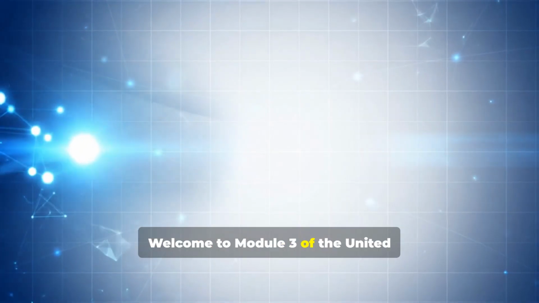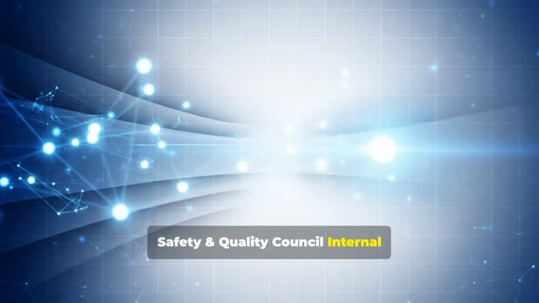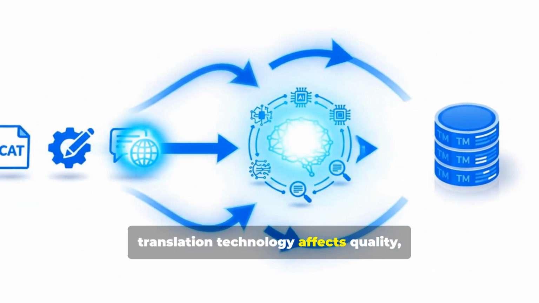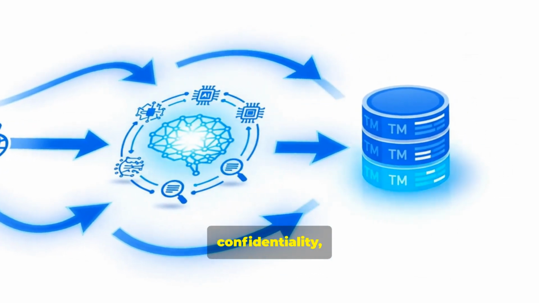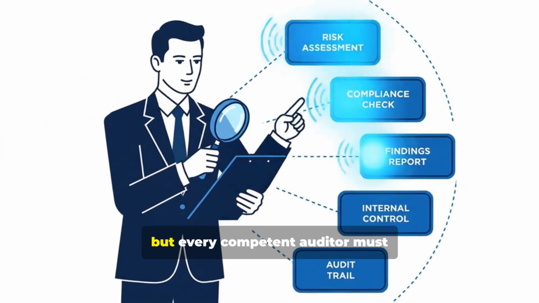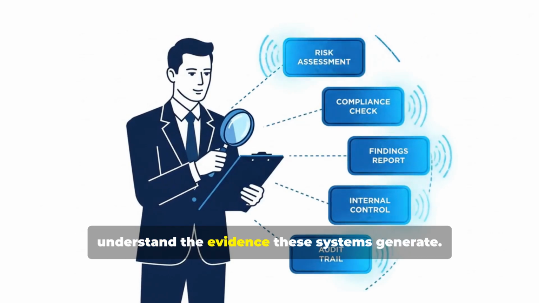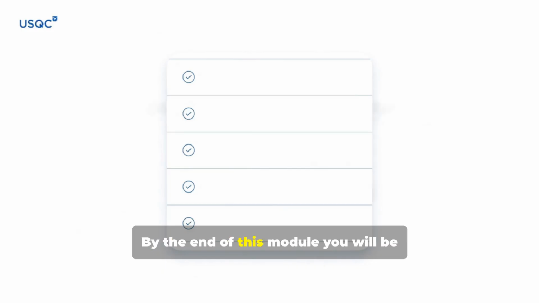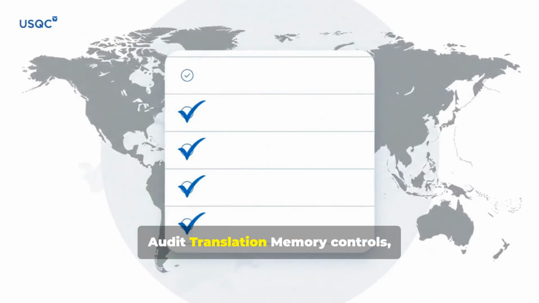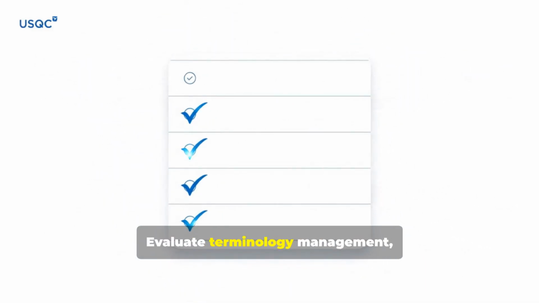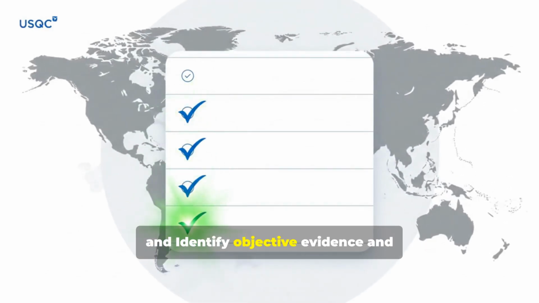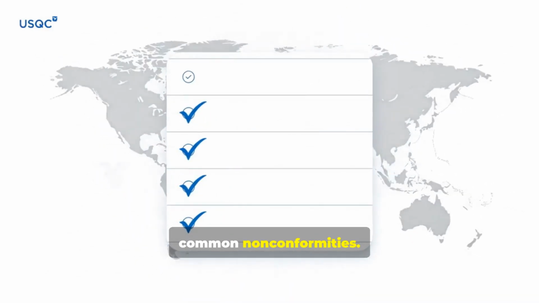Welcome to Module 3 of the United Safety and Quality Council Internal Auditor Training Program. In this module you will learn how translation technology affects quality, traceability, confidentiality, and audit evidence. You are not expected to operate CAT tools yourself, but every competent auditor must understand the evidence these systems generate. By the end of this module you will be able to recognize major CAT tools, audit translation memory controls, evaluate terminology management, audit machine translation and AI workflows, and identify objective evidence and common nonconformities.